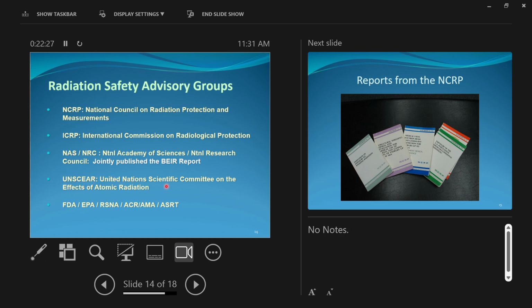United Nations Scientific Committee on the Effects of Atomic Radiation. We don't deal much with what they say because most of what they are talking about is natural radioactivity, not the man-made kind that we produce in the X-ray room, but what they're mostly setting regulations for are the effects of natural radioactivity, so radioactive particles, things like that. There are a number of other organizations such as the Food and Drug Administration, Environmental Protection Agency, I'm skipping a few, American Medical Association, as well as the American Society of Radiologic Technologists.